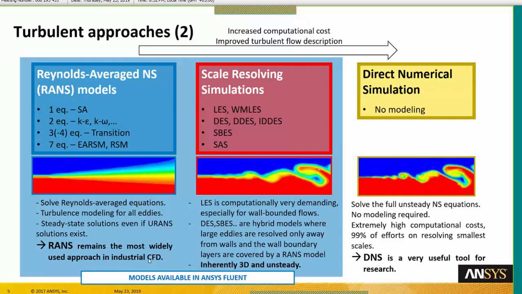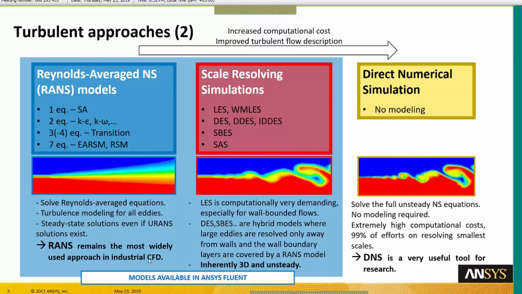And in between DNS and RANS, you have scale resolving simulations. Here also, it's beginning to be affordable for industrial computational resources. So more and more people are now doing LES, DES, SBES, and so on.